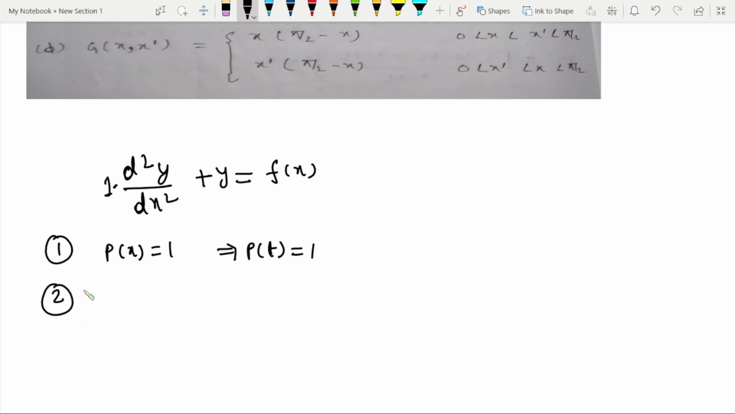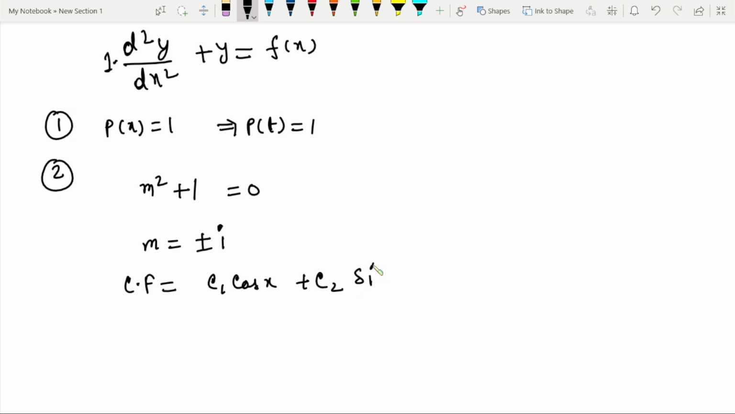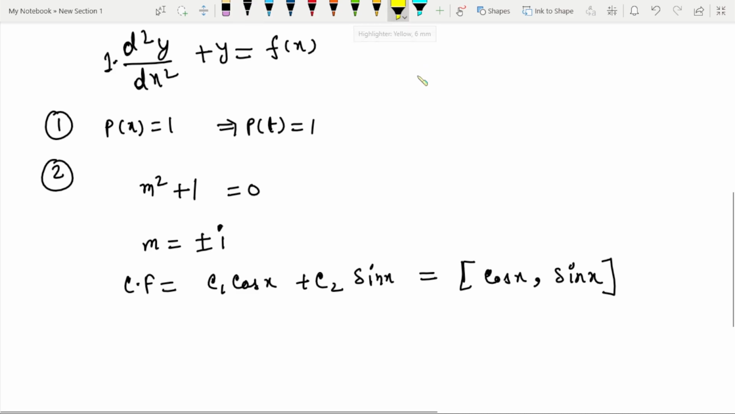Now our second step is the auxiliary equation. Find the auxiliary equation. So the auxiliary equation means m square plus 1 equals 0. So m equals plus minus i. So CF is equal to C1 cos x plus C2 sin x. So cos x and sin x. Now, with the help of cos x and sin x, we have to find y1(x) and y2(x) and make sure they satisfy our boundary conditions.